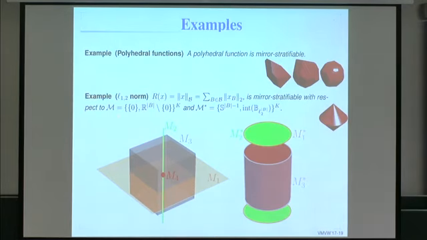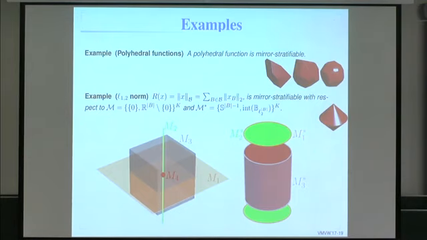The L1, L2 norm. So this is the group lasso. As I told you, if you have group sparsity, you take the sum of the L2 norms. You can show that this is, again, mirror-stratifiable with respect to some stratifications. I'm putting here the stratification: 0 and the whole space except the origin, to the power k. K is the number of blocks, and each block has length b.